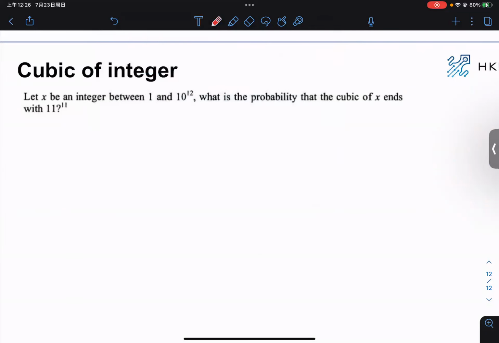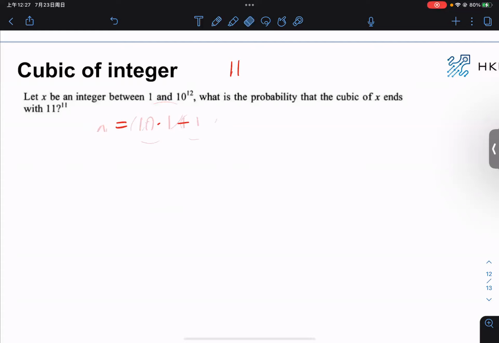Now let's come to our last question. The last question is about the cube of an integer. Let x be an integer between 1 and 10 to the power of 12. What is the probability that the cube of x ends with 11? My advice is that for any question related to digits or digit values, we write x according to its digits. For example, if it is 11, then we write it as 10 multiplied by 1 plus 1, right?